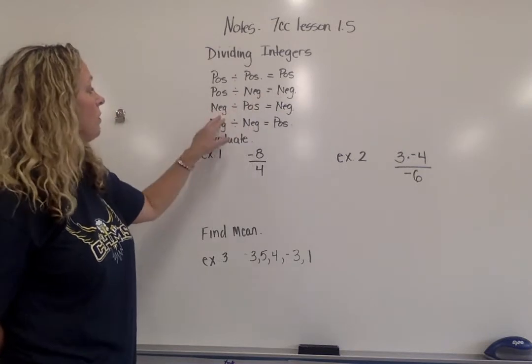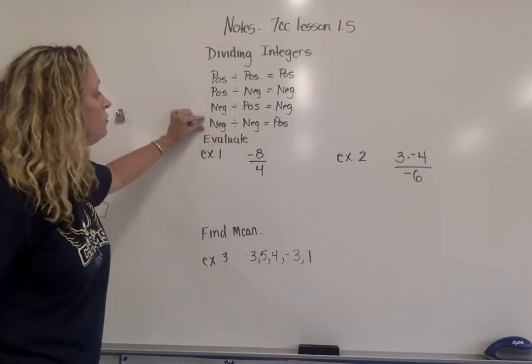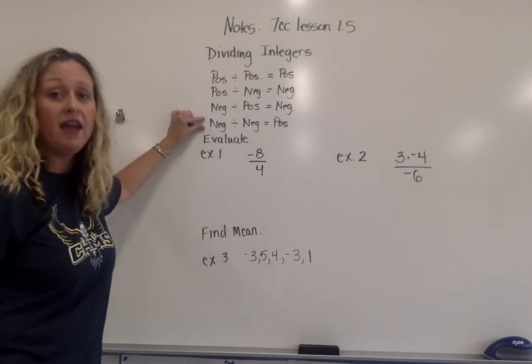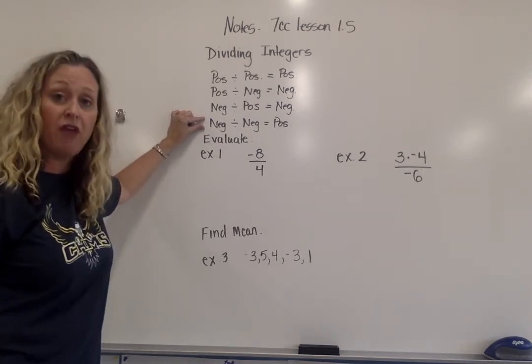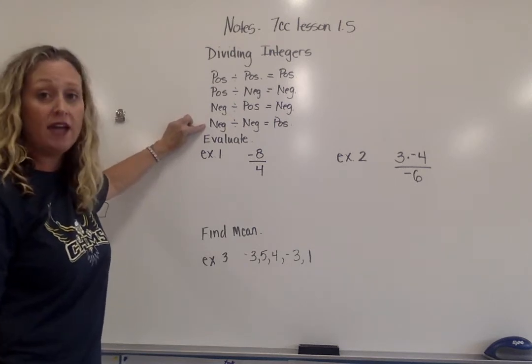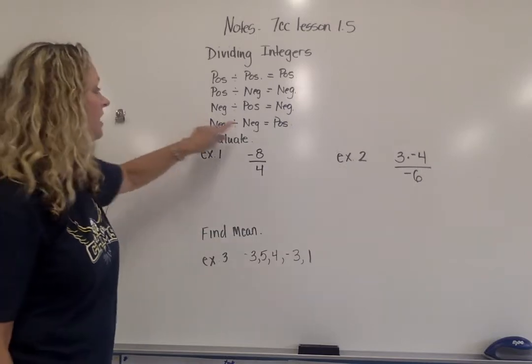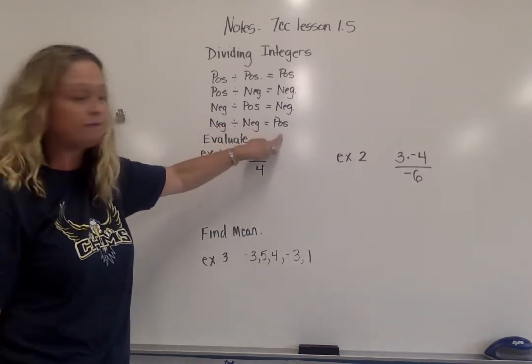If we switch the order around and do a negative divided by a positive, it's still a negative. Two negatives, when being divided, end up equaling a positive. The reason for that is we can look at it as if it's an opposite. If I say the opposite of the opposite, I'm back to the original. Therefore, a negative divided by a negative is a positive.